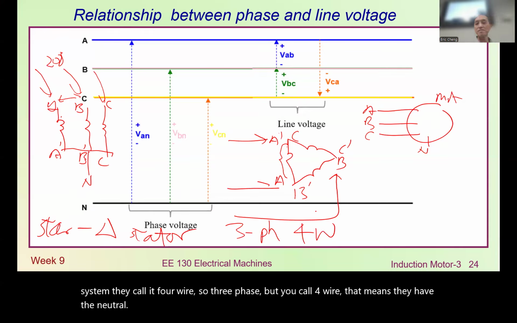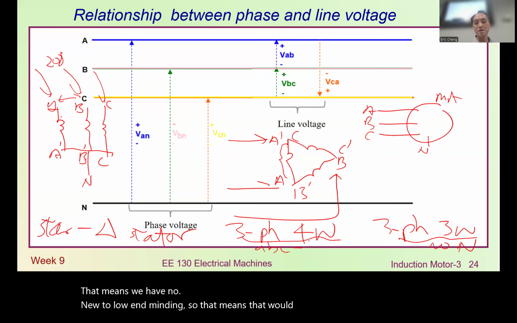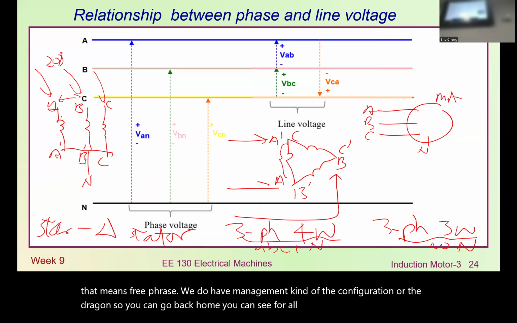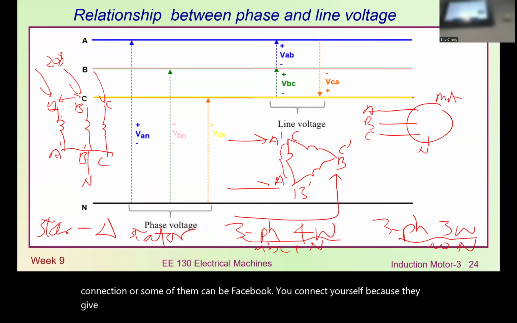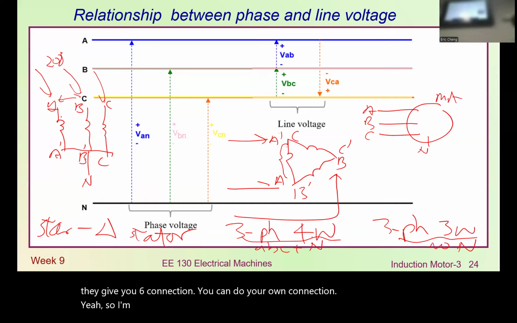But if it is a 3-phase, 3 wire system, that means we have no neutral, no N winding, just A, B, C. So for three-phase, we do have many different kinds of configurations. You can go back home and look at your equipment. Sometimes the three-phase system has 4 wire or 3 wire, depending on whether it is a star or delta connection. Or some of them can be flexible, where you connect it yourself because they give you 6 connections and you can make your own connection. Yeah, I love the flexibility of three-phase.